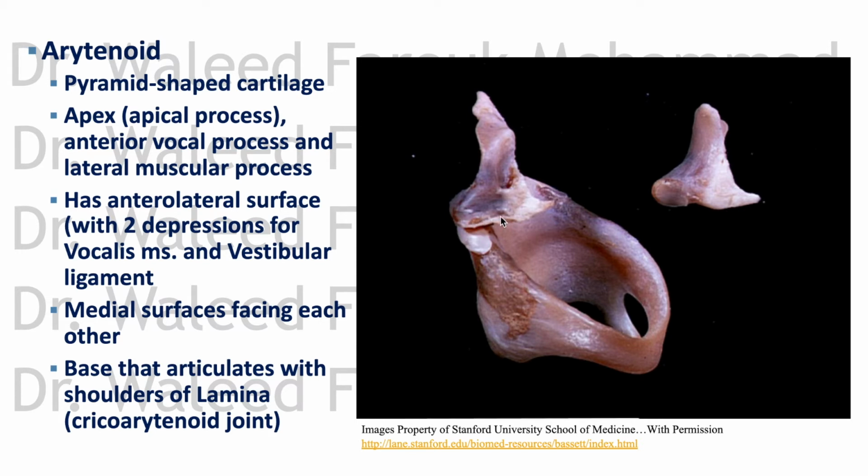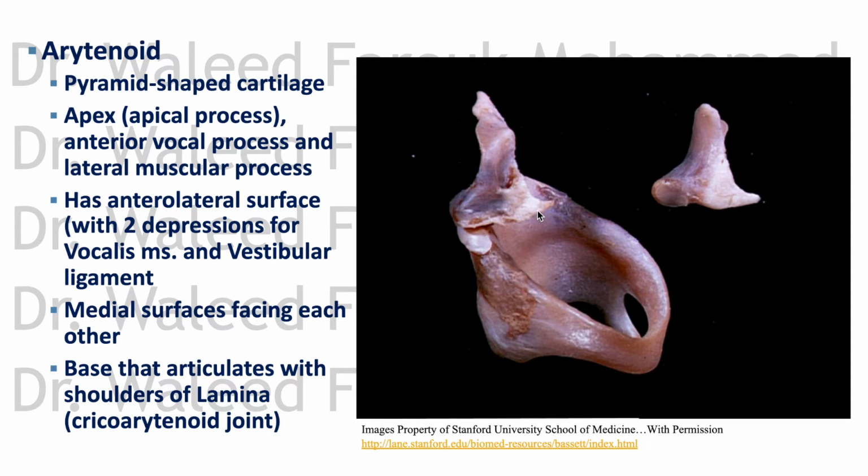Allows gliding movement between the arytenoid and the cricoid. Now, it's important to know that it has an anterior process, and it's important to know the direction. This is an MCQ question. Anterior process, because it's attached to the vocal cords, it's called the vocal process. The anterior process is the vocal process.